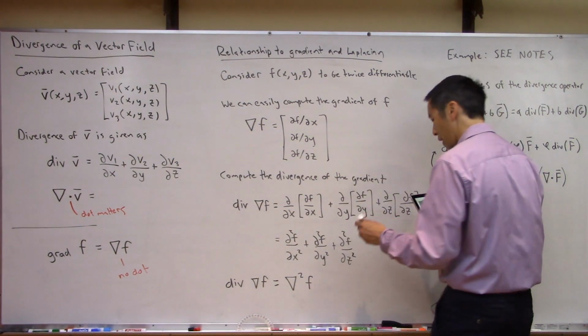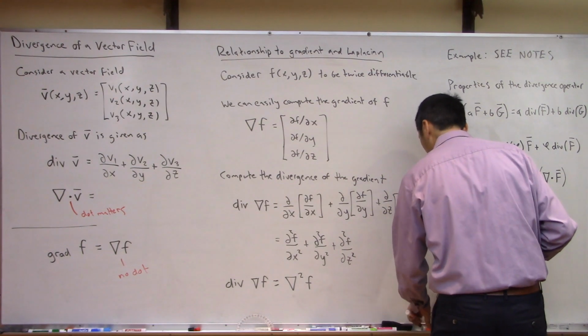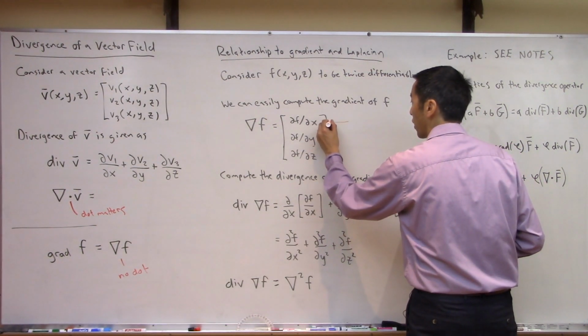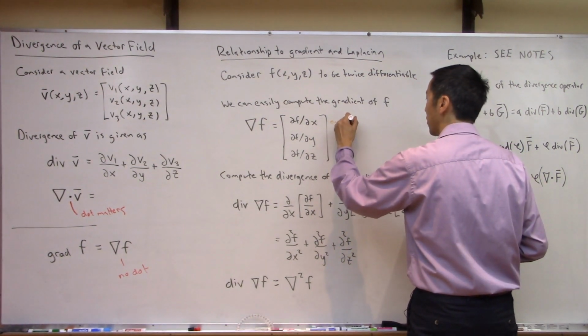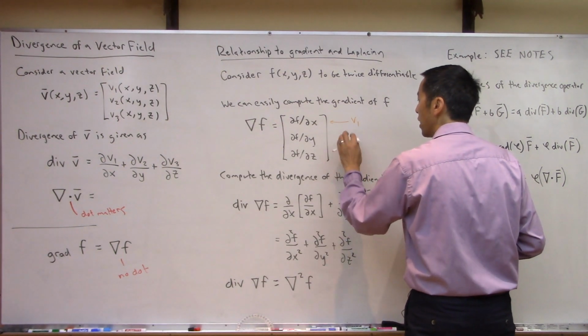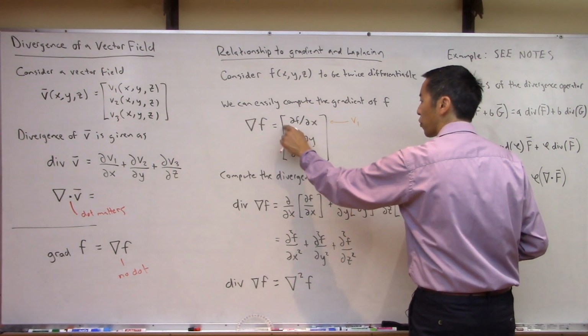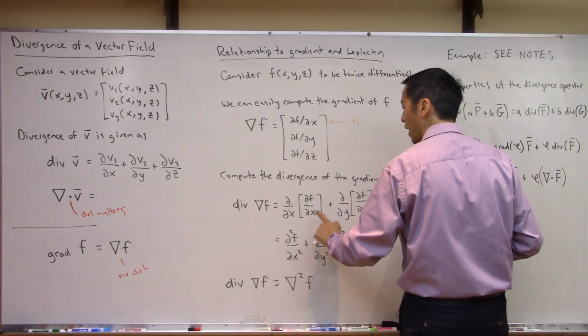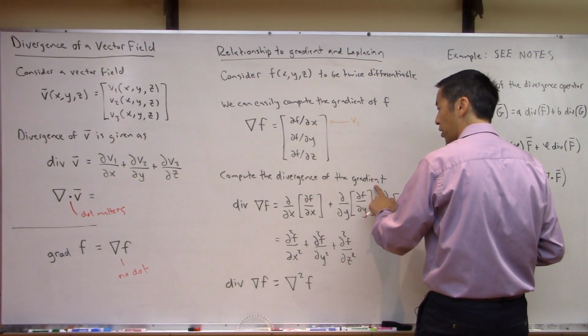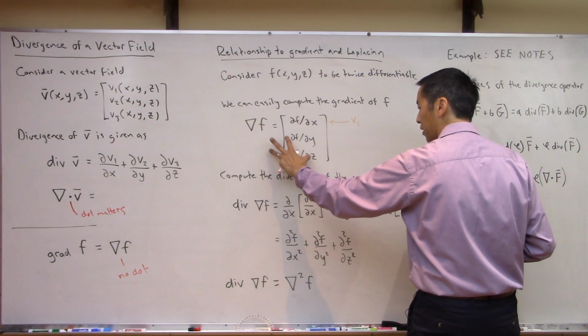So all I have to do then is go ahead and first focus on this first element. You can think about this as basically the v1 component, the first component of the vector field. And what I'm going to do with it is calculate the divergence of this thing.